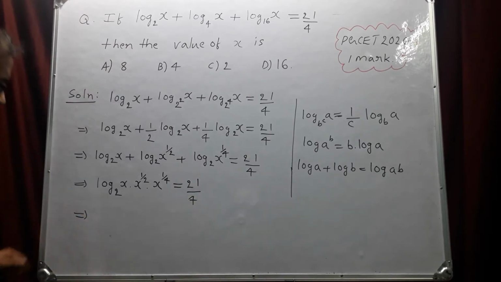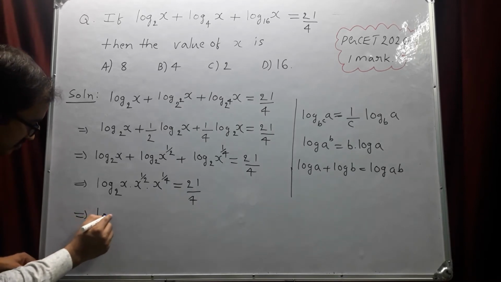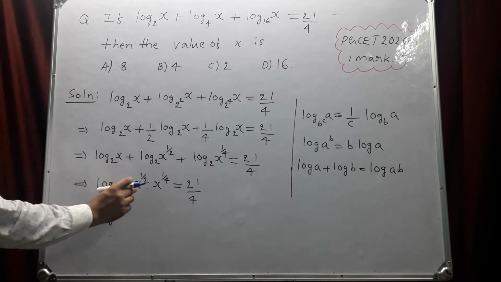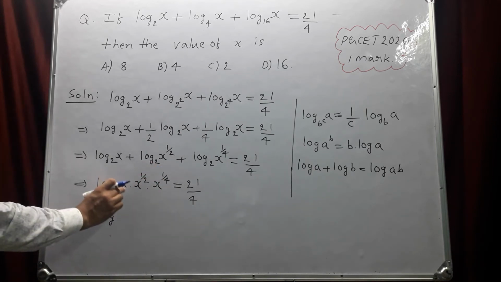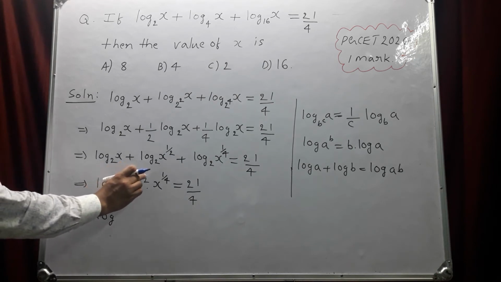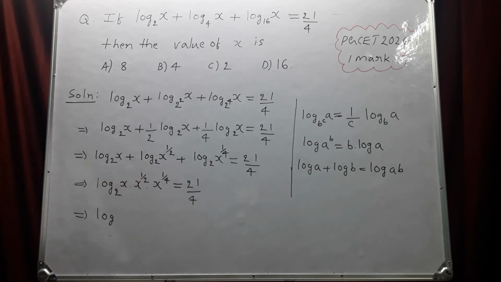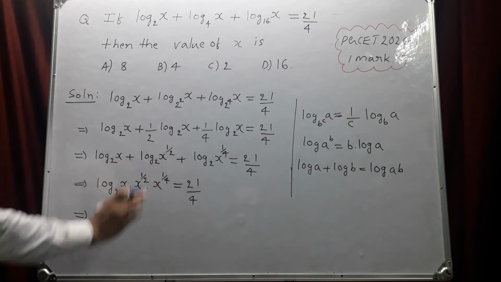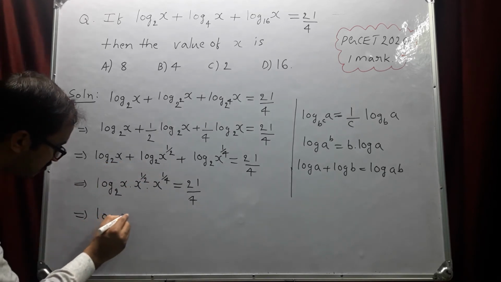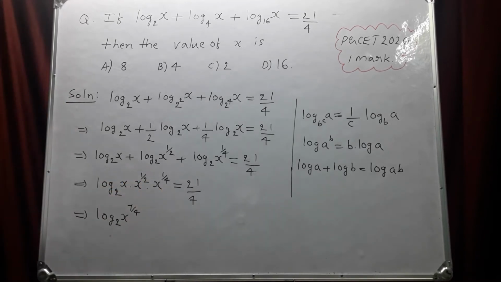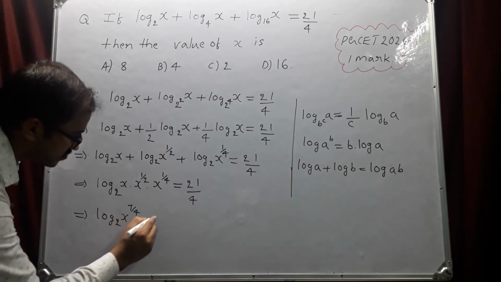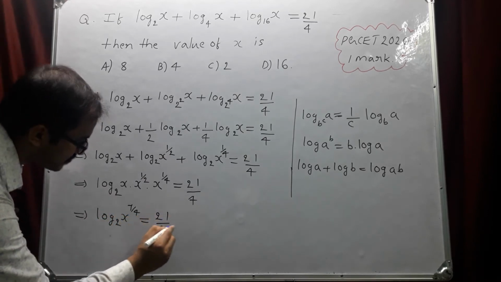So log, if you simplify this one, x into x power half into x power 1 by 4. So what we are going to get? X power 1 plus 1 by 2 plus 1 by 4. So what we are going to get? That is x power 7 by 4 to the base 2. Use the property x power a into x power b can be written as x power a plus b. So that is equals to how much? 21 by 4.